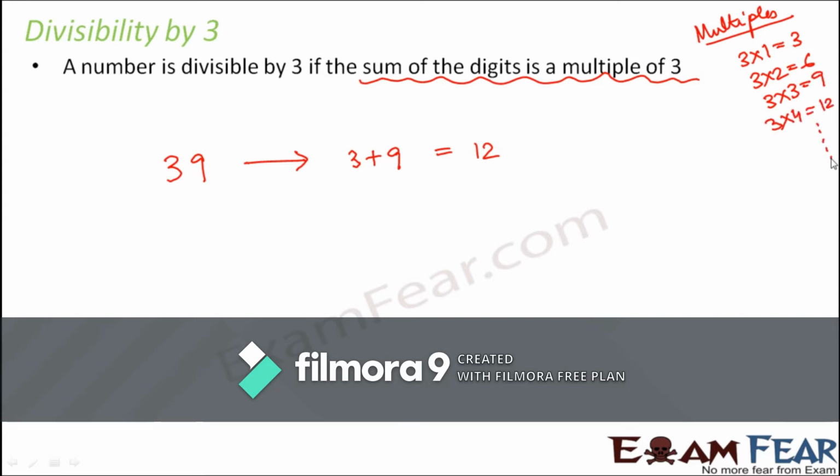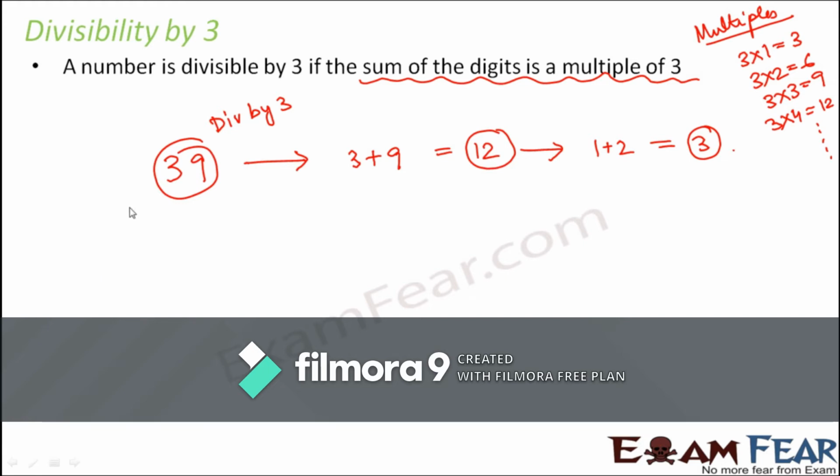Now, let's say that you are not comfortable, and at that instant it doesn't click to you whether 12 is divisible by 3 or not. In that case, to make it even simpler, you can further sum the digits of 12. So you further perform their sum and you will get 3. Now very clearly you know that 3 is a multiple of 3. And therefore 39 is divisible by 3.